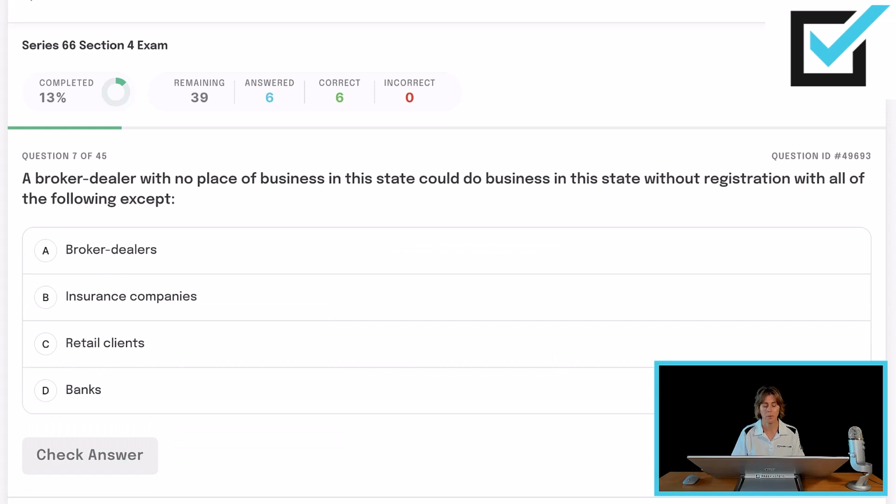A broker-dealer with no place of business in this state could do business in this state without registration with all of the following except: broker-dealers, insurance companies, retail clients, or banks. Which one of these things does not belong here?